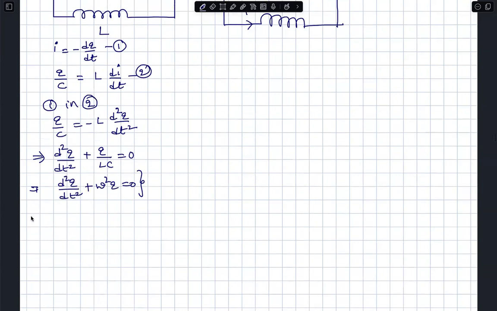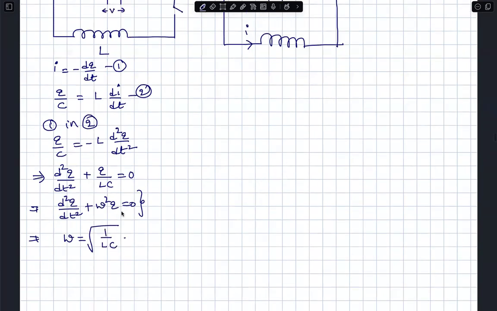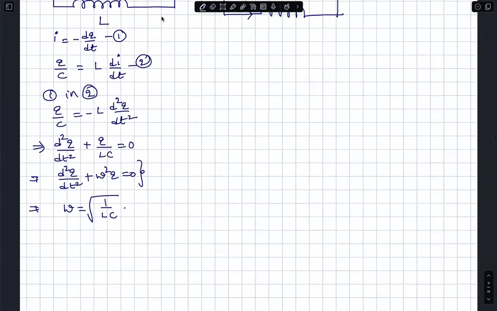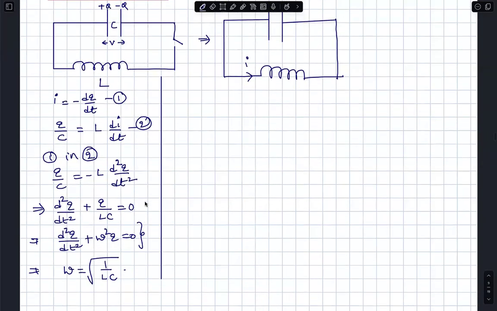So with this I can conclude, wherever you have omega square, I can write it as 1 by LC. Now what is this? This is the equation of an oscillator. So from this what I can conclude is that you can write Q as Q cos omega t, where Q is the initial charge at t is equal to 0.